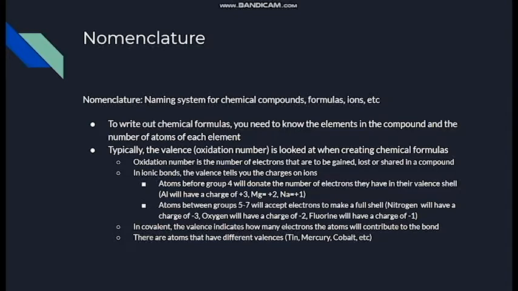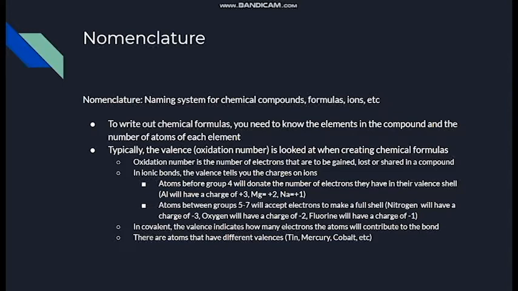Nomenclature is basically the naming system for chemical compounds, formulas, ions, and so on. When you're writing out a chemical formula, you need to know the elements in the compound and the number of atoms that are present for each element. Typically, the valence or the oxidation number is looked at when creating formulas. The oxidation number is basically the number of electrons that are to be gained, lost, or shared in a compound. In ionic bonds, the valence will tell you the charges on ions.